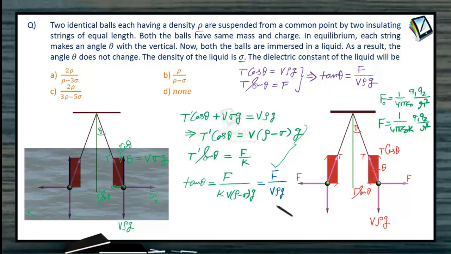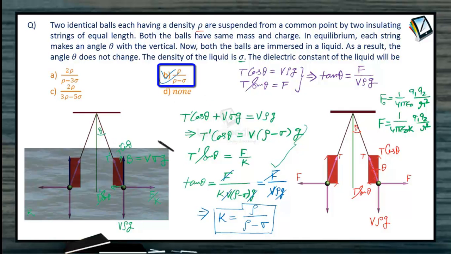By equating these two, you can clearly see that V and V cancel, F and F cancel, g and g cancel. So K that we get here is rho divided by rho minus sigma. This is the dielectric constant of the medium, and because of this dielectric constant, the angle the string makes with the vertical is not changing. Option B obviously is the correct choice.